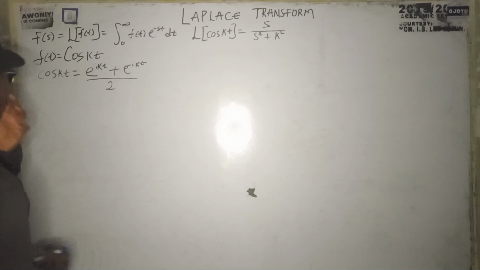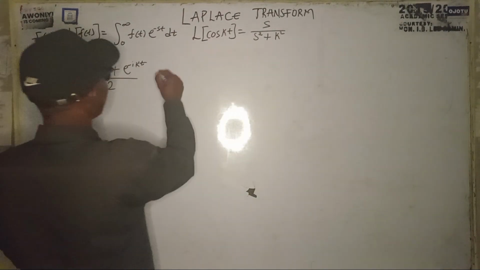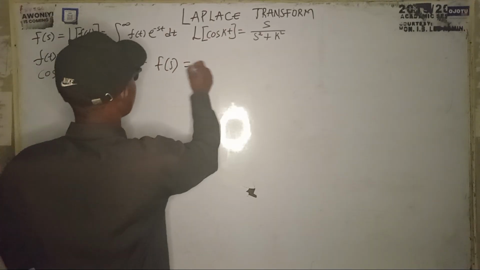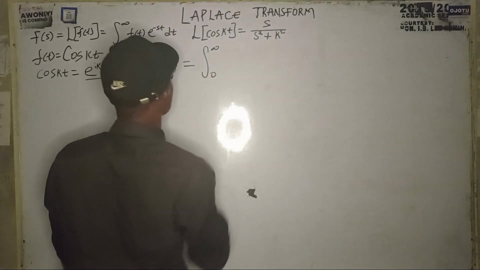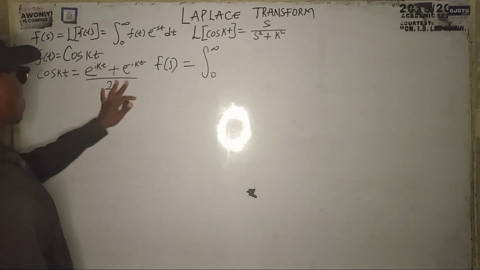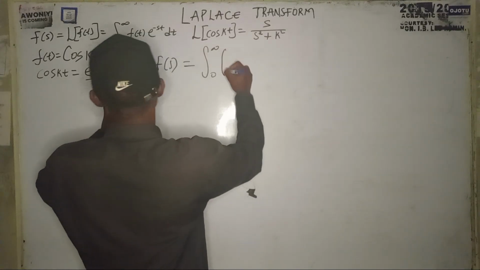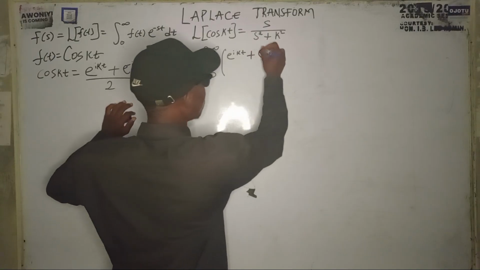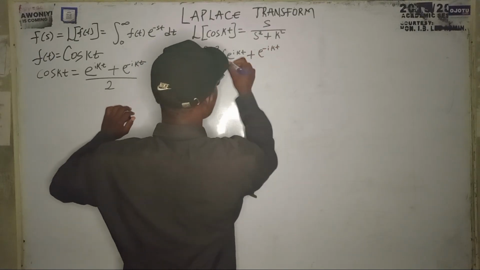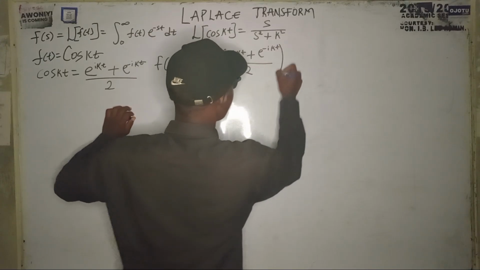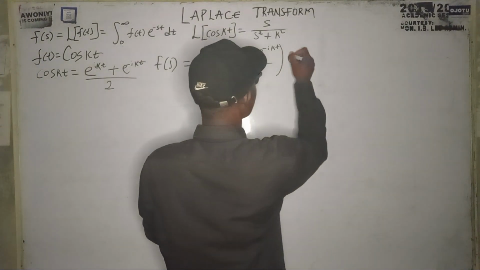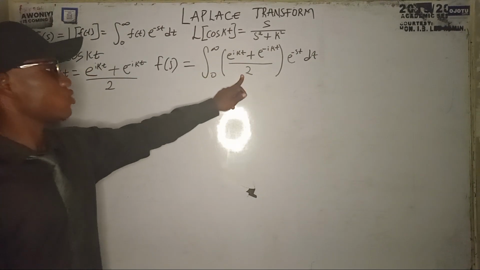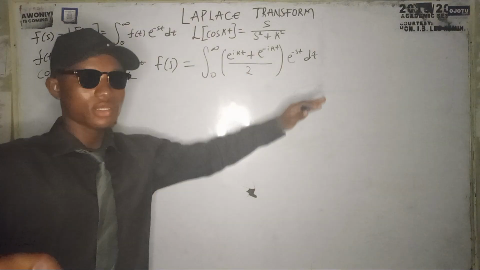So now let's move on. First of all, we put it into its form. We have F of s, or Laplace transform of cos kt, is equal to the integral from infinity to 0. Now f of t is cos kt, and cos kt is this, so we have this in brackets, e raised power ikt plus e raised power minus ikt over 2, times e raised power minus st dt. First of all, 2 is a constant, you can bring it outside, and then we expand the bracket.